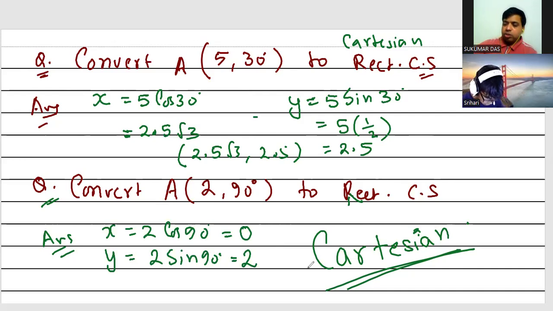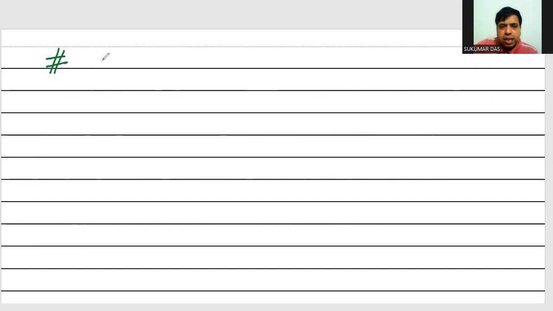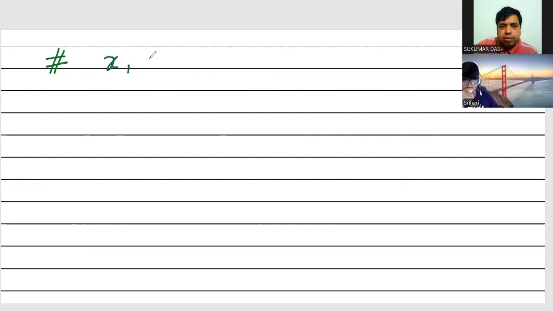Okay. So till now we have seen the conversion from polar to Cartesian. Now we will do the reverse one. So let us see how to do the reverse conversion. Let's say we have been given rectangular or Cartesian coordinates as x, y. This is given.